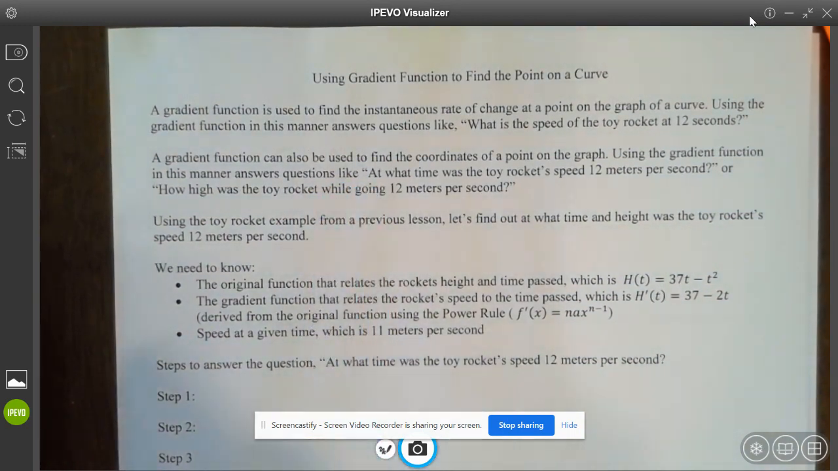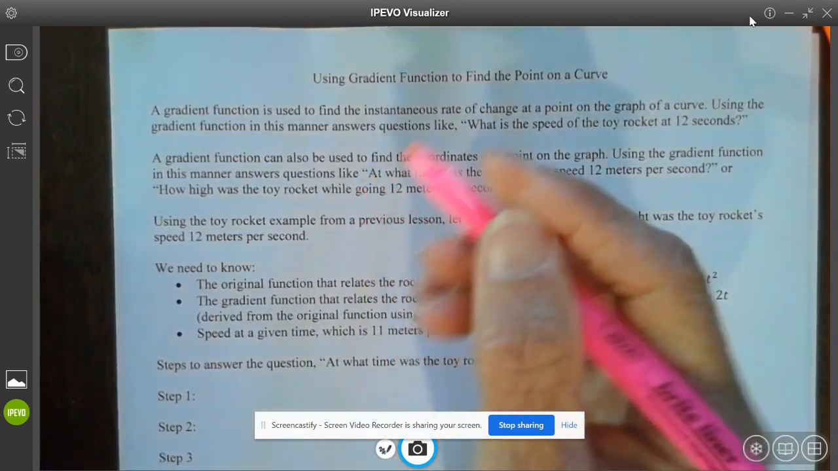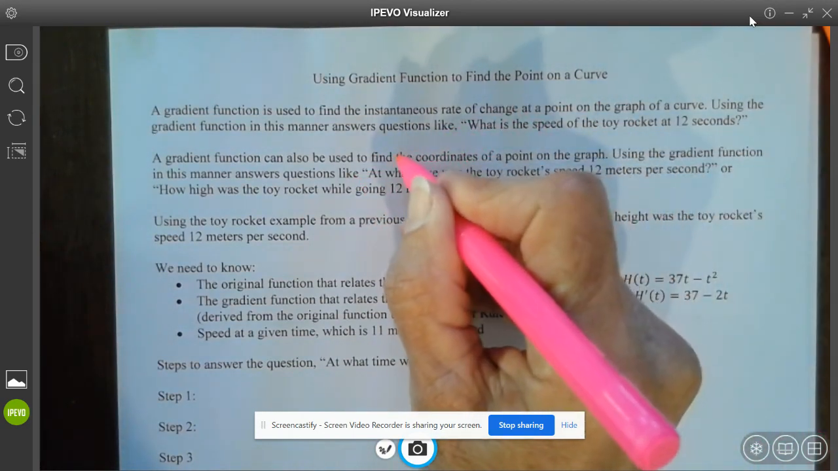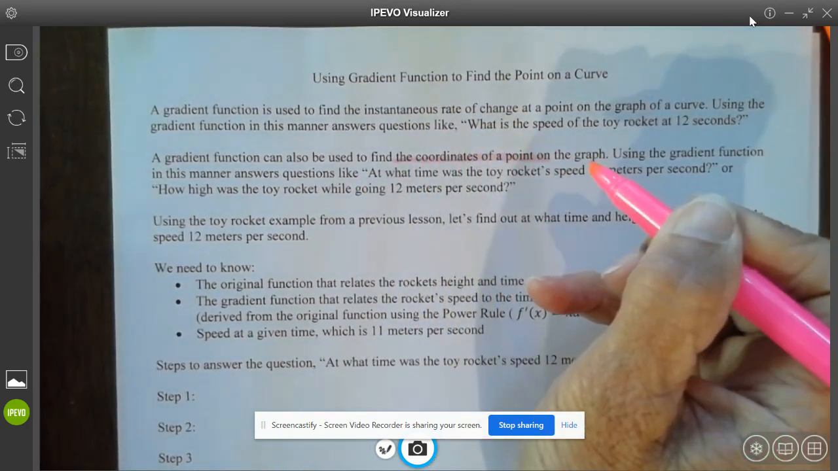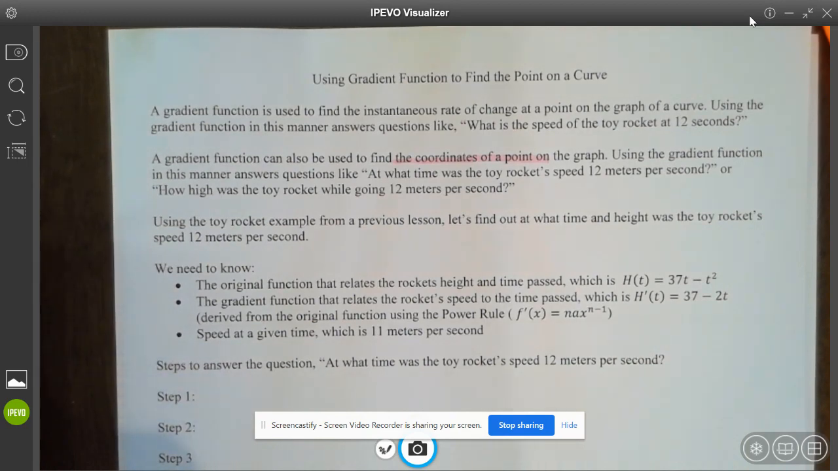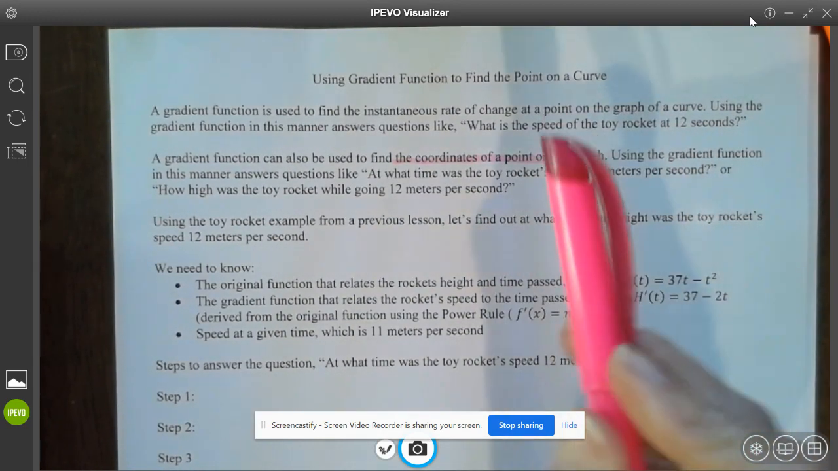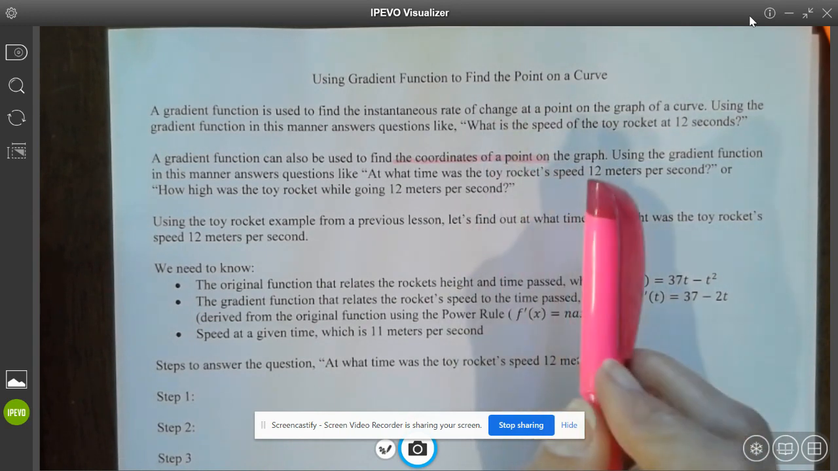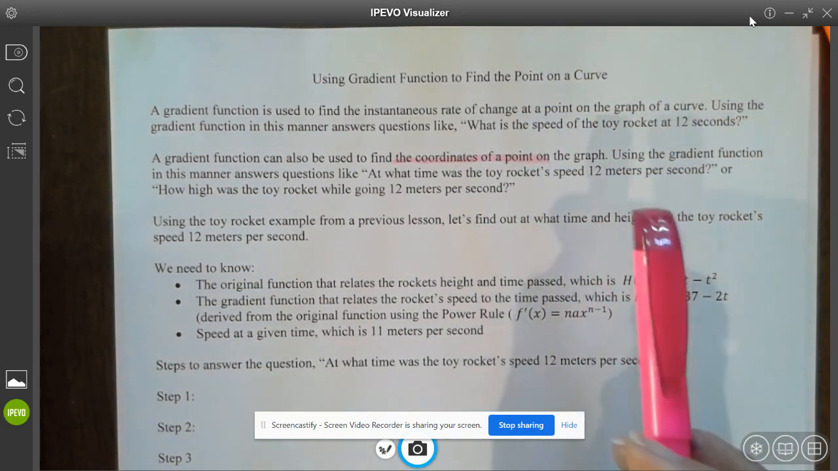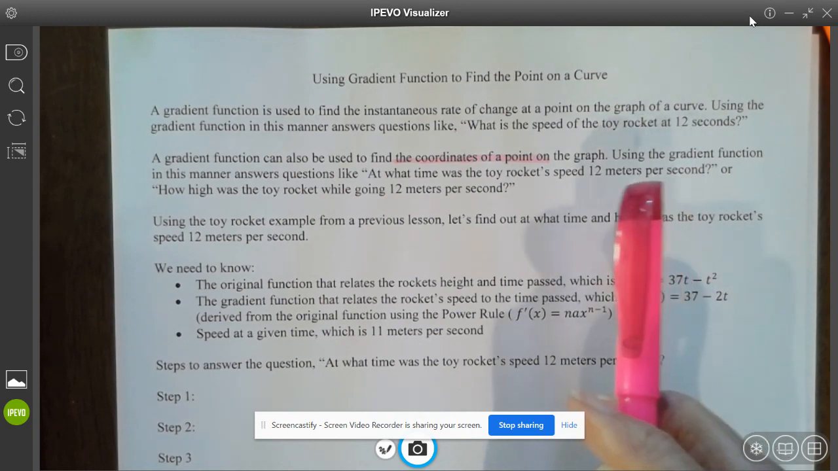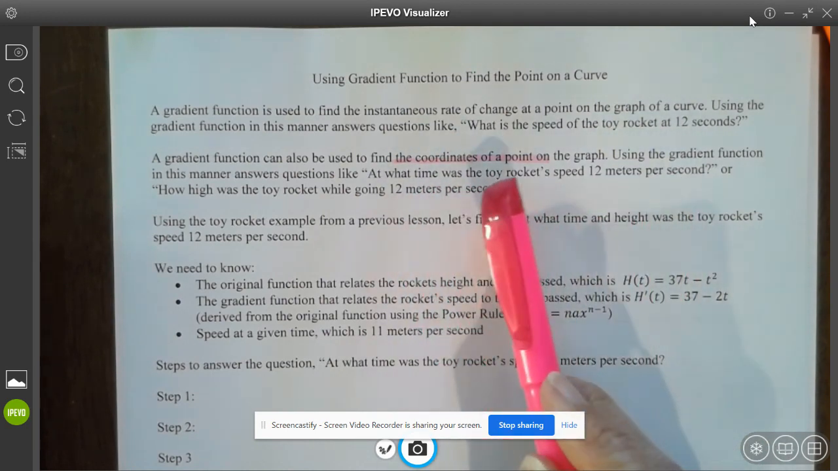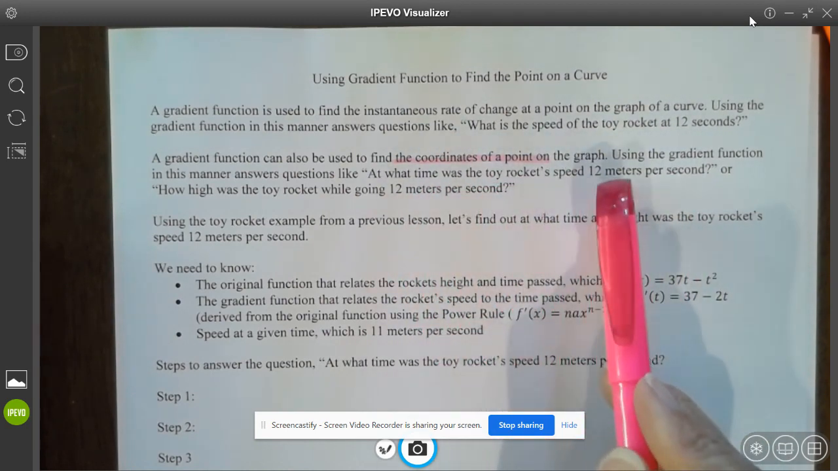You can use a gradient function in the reverse. You can use it to find the coordinates of the point on the graph. So instead of already knowing the x value and finding the speed, we know the speed and we want to find the x value. This is valuable because it could answer questions like this: at what time was the toy rocket's speed 12 meters per second?